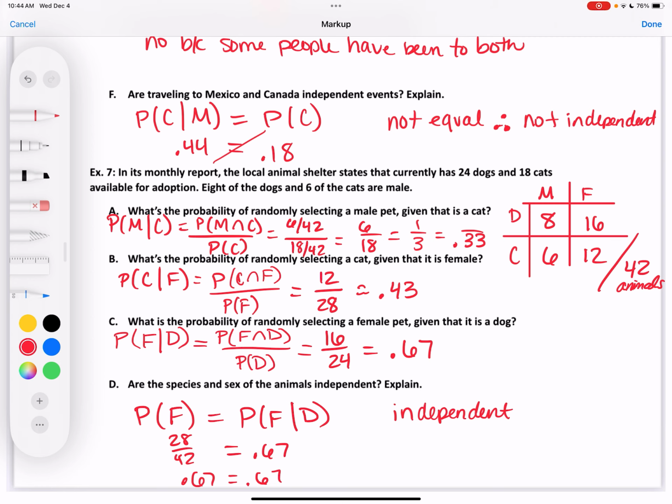So it's basically telling us that 67% of all animals are female, and 67% of all dogs are female, which is why they are independent.